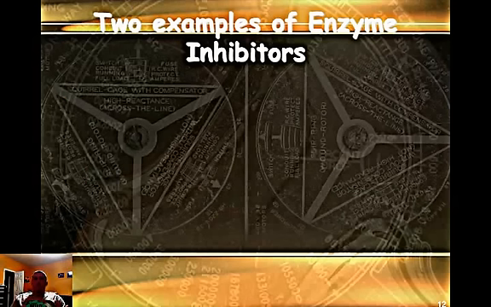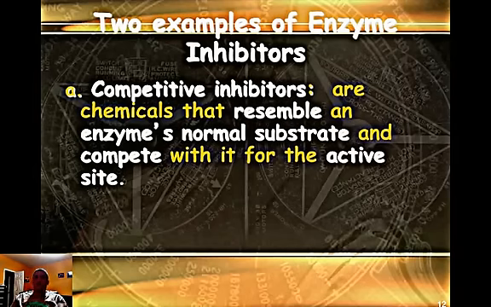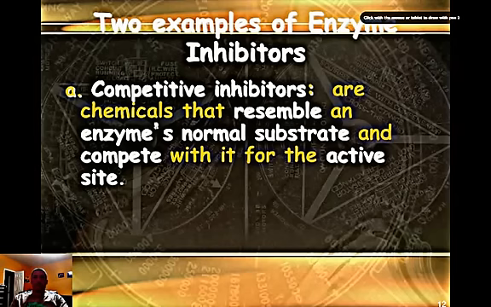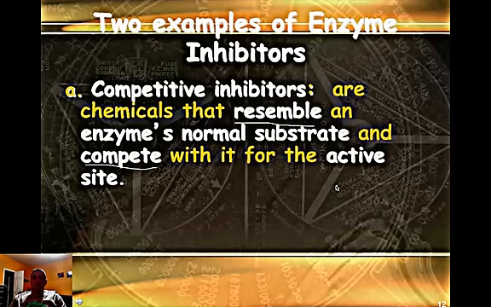So inhibitors. We're going to have to know basically the 2 basic types of inhibitors. The first one is called a competitive inhibitor. Competitive inhibitors resemble an enzyme's substrates and they compete. They actively compete with the active site. So they are competitive. Okay, think about competitive. They're actively going to compete.